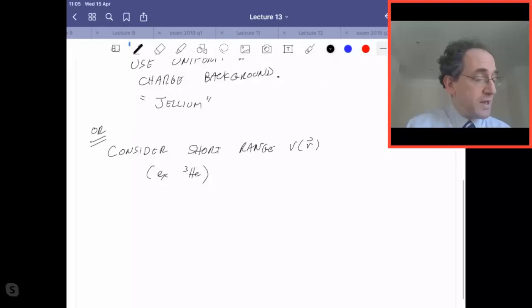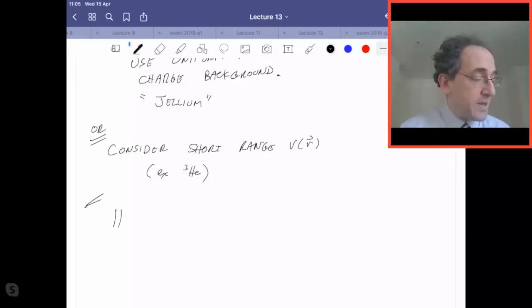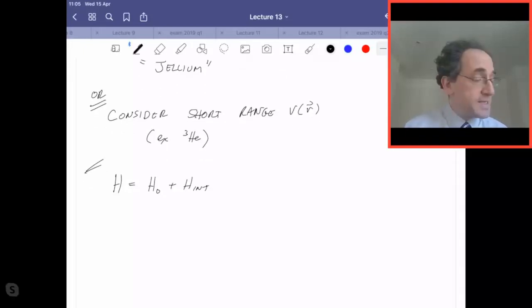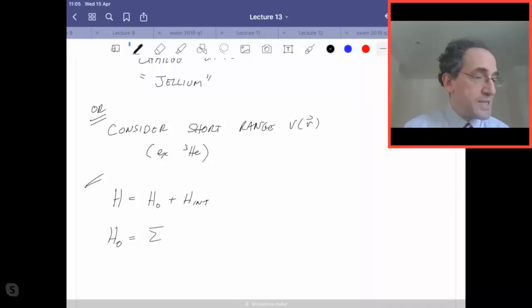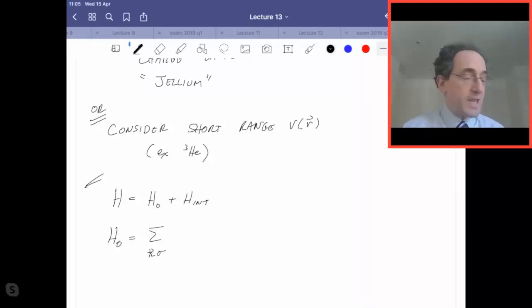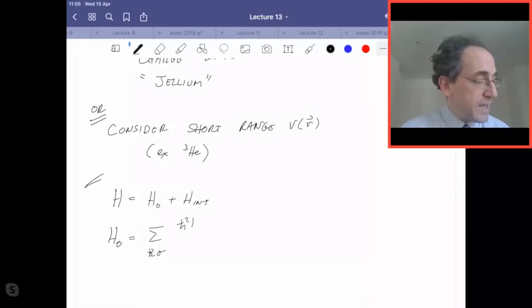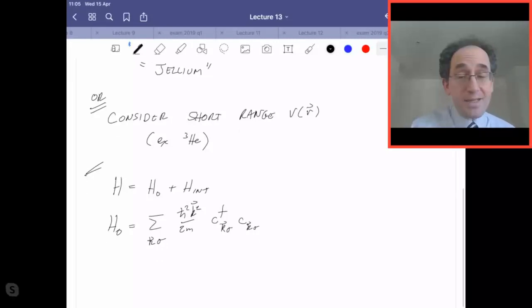So just to remember what we were doing last time, our Hamiltonian is our single particle piece and our interaction piece. And the single particle piece is going to be the usual kinetic energy, but there's going to be no trapping potential. It's just going to be the usual kinetic energy in a translationally invariant system. It'll be the sum over k and the spin sigma of h bar squared k squared over 2m, c dagger k sigma, c k sigma. K is a vector, I guess, for a three-dimensional system. Okay, so that should be easy enough.